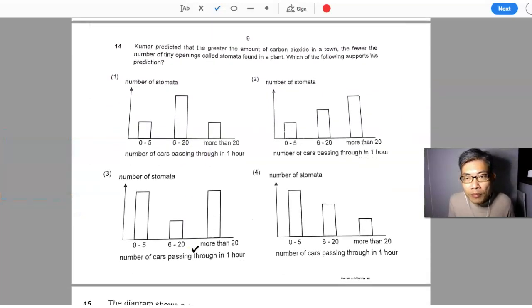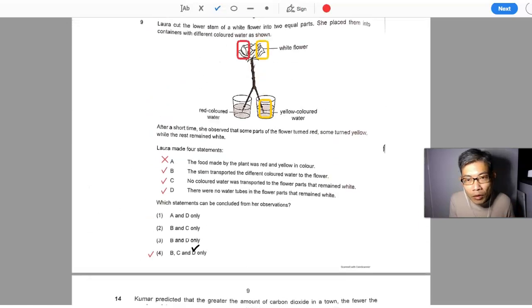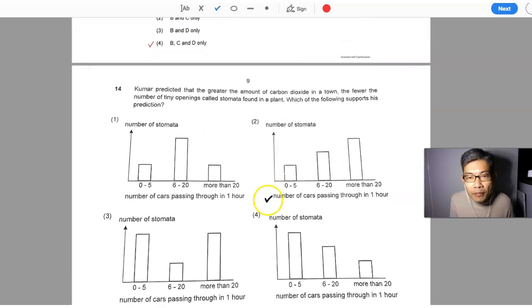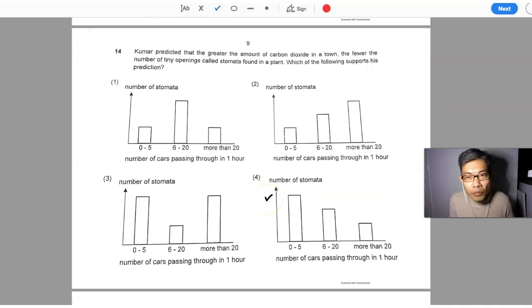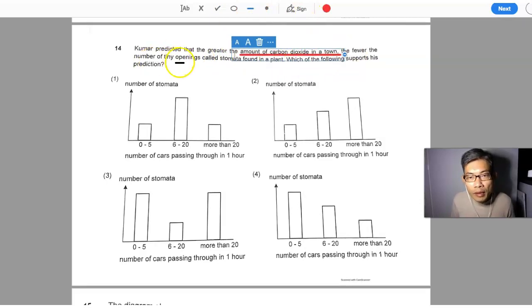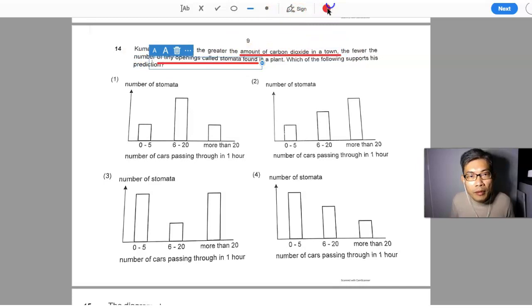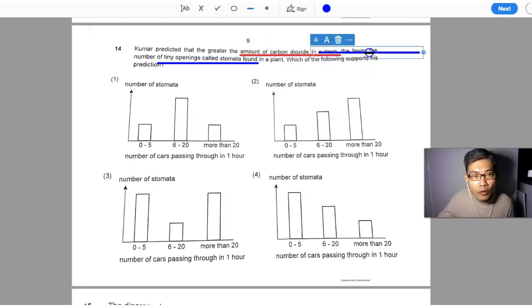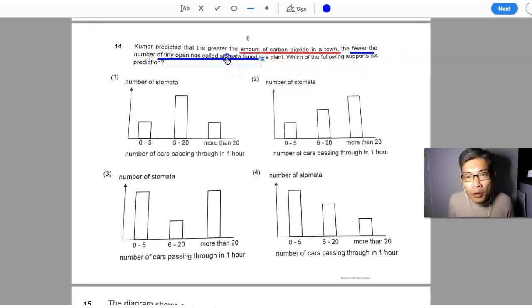Next one. Okay, again, a question can be made more difficult by throwing in things like a graph. Earlier on, it was a picture with some statements. But it still goes back to your basic concept. Here is about your respiratory system in a plant. The greater the amount of carbon dioxide in a town, the fewer the number of tiny openings called stomata. So more carbon dioxide, there will be fewer stomata. Interesting, fewer stomata. Which of the following supports his prediction?